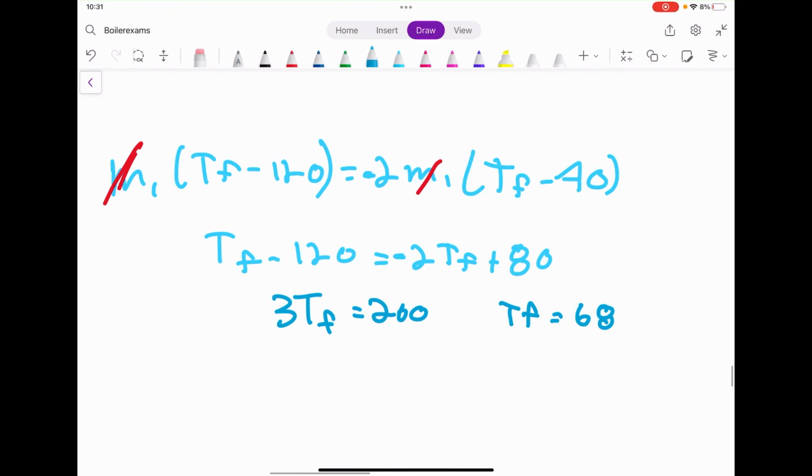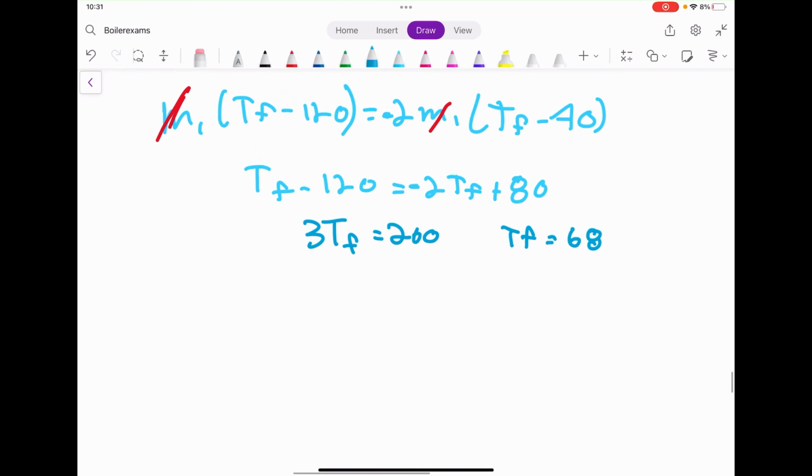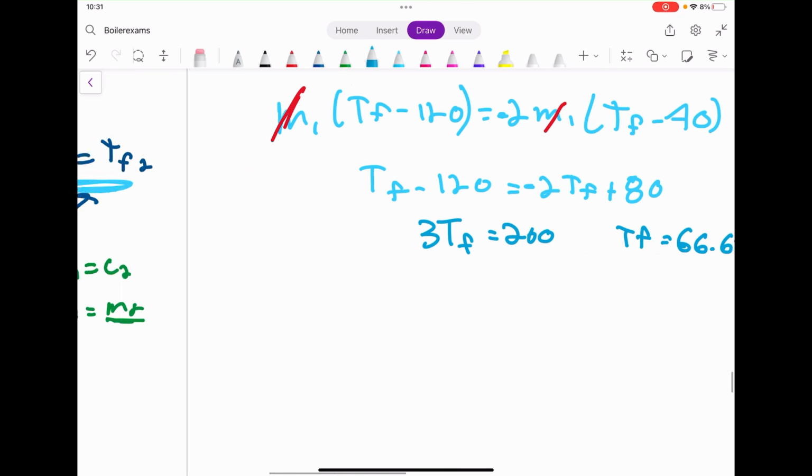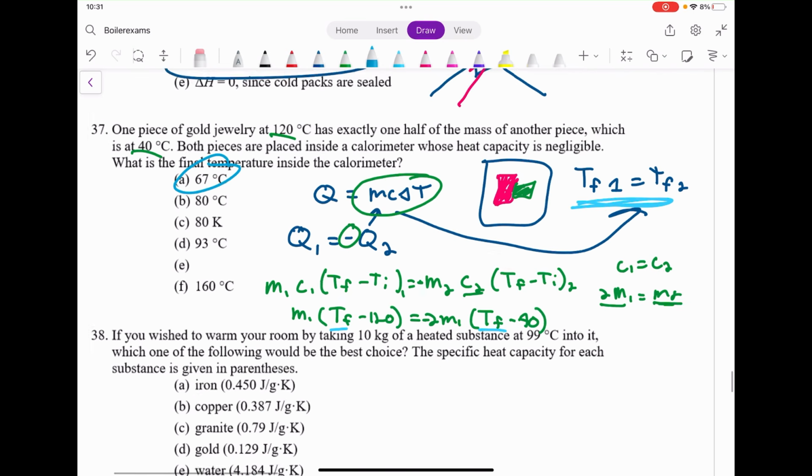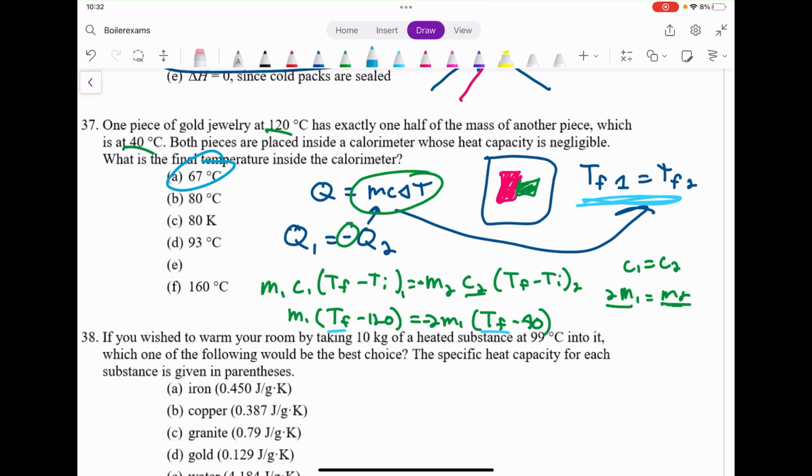Yeah, okay, so let me actually do this. It's not approximately 68. It is, so 200 divided by 3, 66.67, aka 67. Okay, this one might have been a little bit confusing.